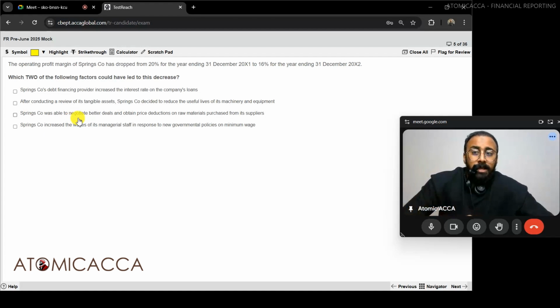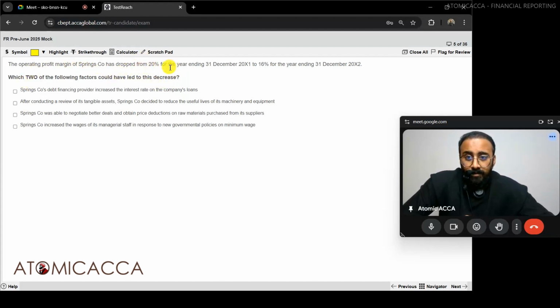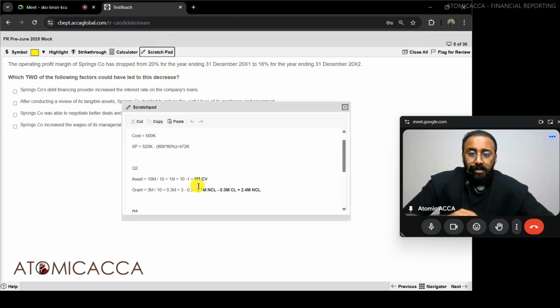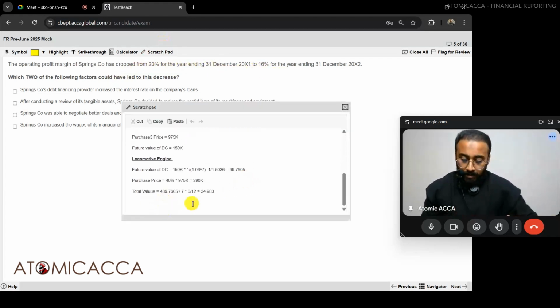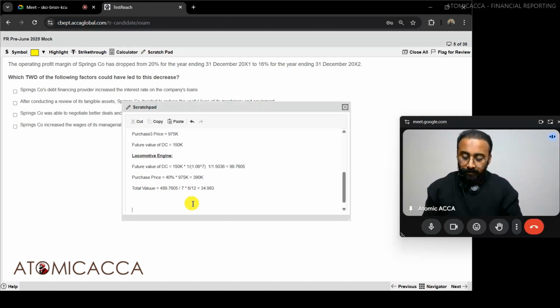All right. Now, which two of the following factors could have led to this decrease? Okay. Operating profit margin of the Springs company has dropped from 20% from previous year to 16% in the current year. Now, this is question number 5.